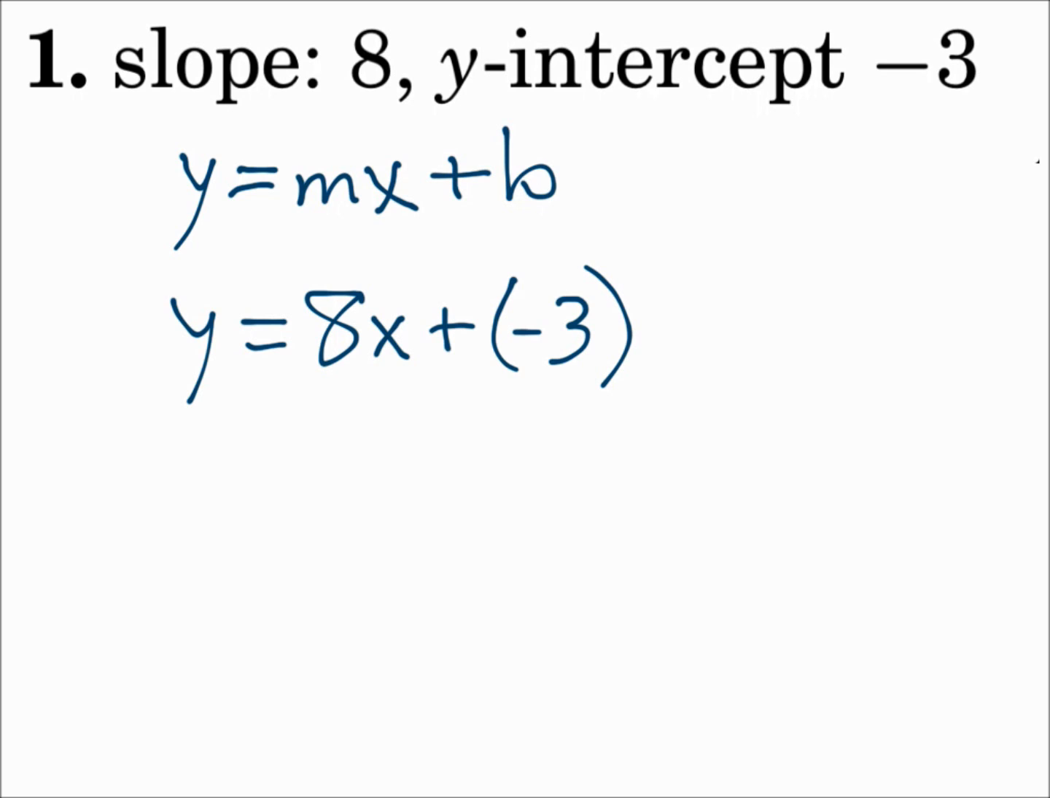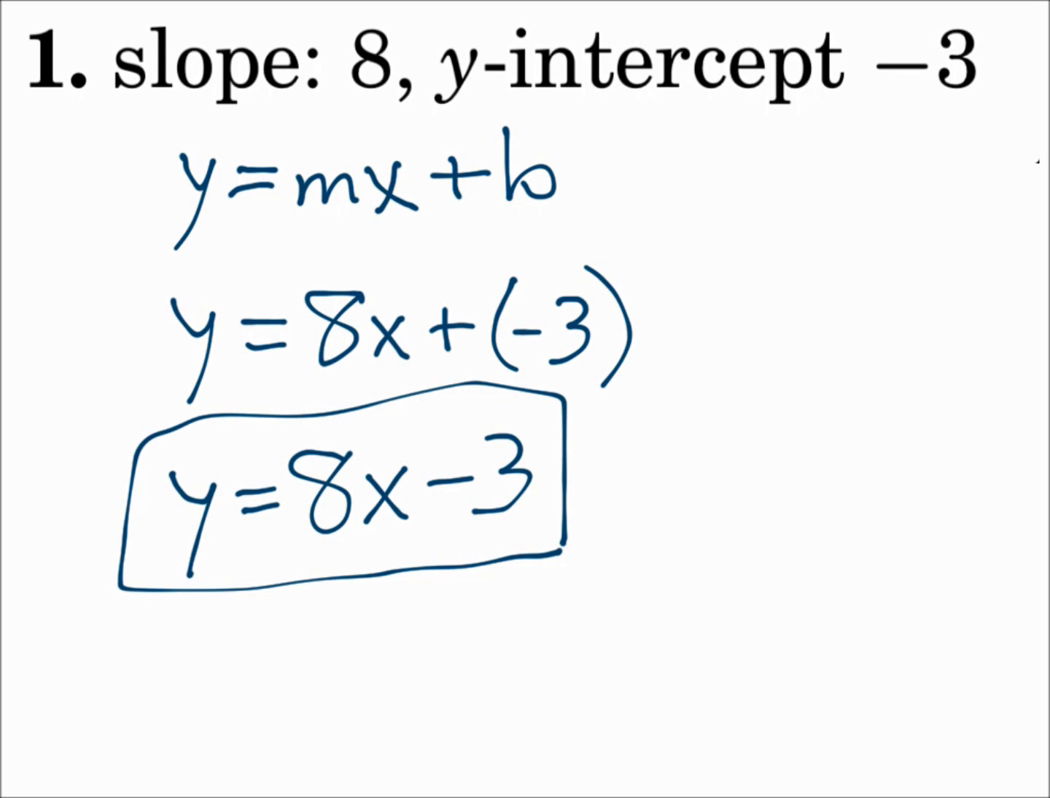And then simplify that. Instead of saying y equals 8x plus negative 3, change it to y equals 8x minus 3. Don't leave it to where it says something plus a negative. Change that. Substitute in for the slope and for the y-intercept.